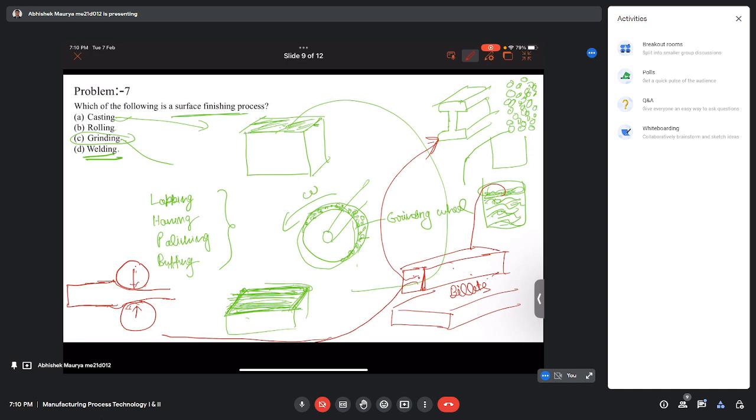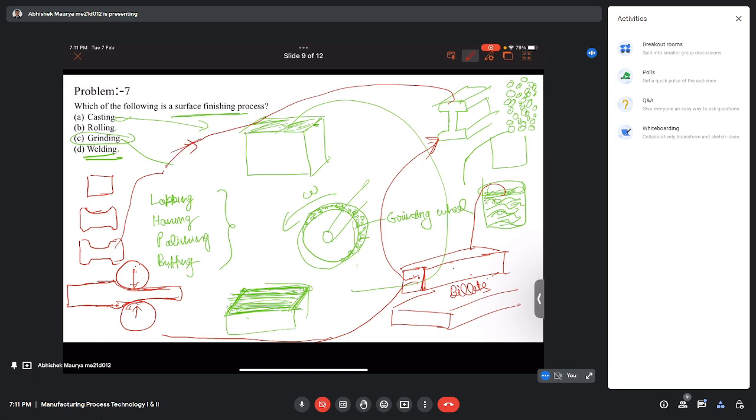So one by one, after one pass, this square cross section will get converted like this. Again, when I pass through a different set of rollers, it will come a little bit more into the cross section of the I beam. And let's say after 10 passes, we finally get the exact shape of the railway track.